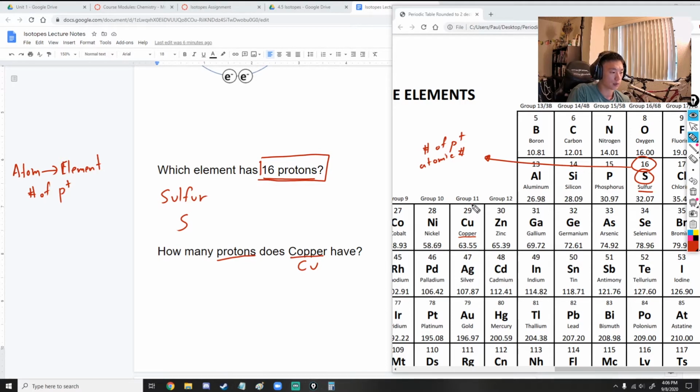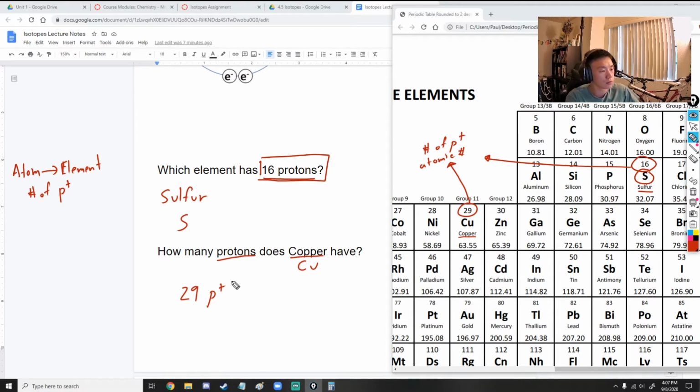Well, we said it's the number on top, the atomic number. And it looks like it has 29 as the atomic number. And we said the number on top is the number of protons. So copper has 29 protons. Alrighty. So that's how we figure out what element an atom is depending on the number of protons.